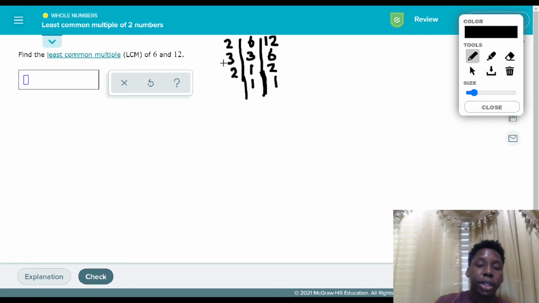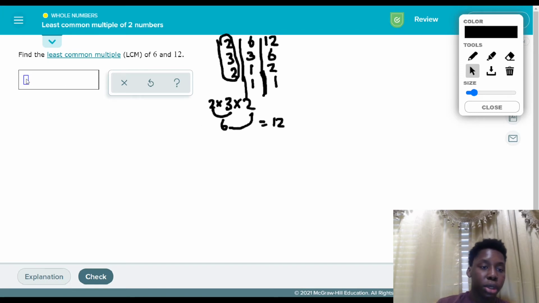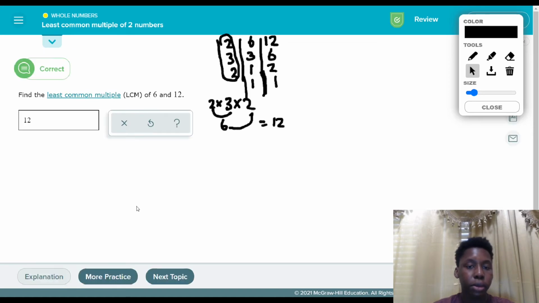Now the next thing I want to do is multiply everything that is here. I multiply 2 times 3 times 2. 2 times 3 gives me 6, and 6 times 2 equals 12. That means this 12 is the least common multiple of 6 and 12. Let me put that down: 12 here. Check that.